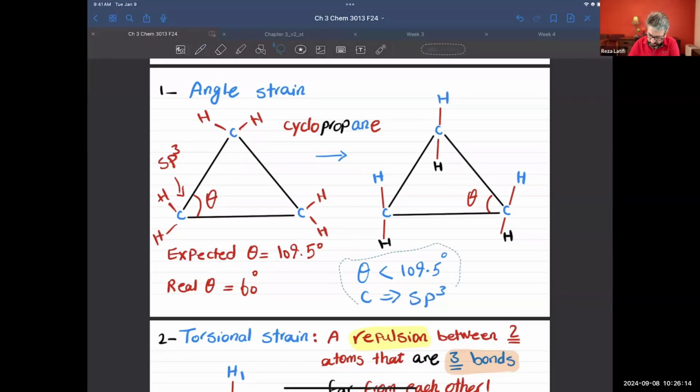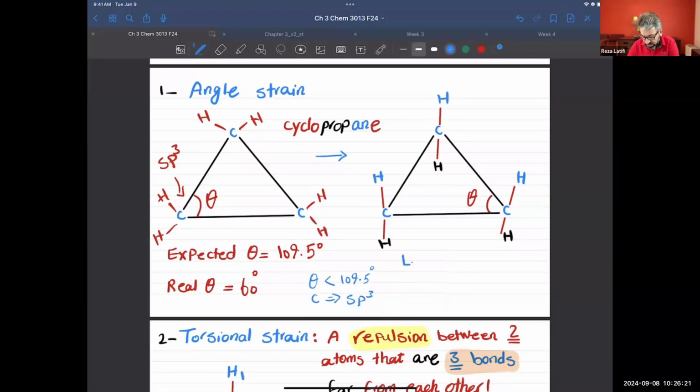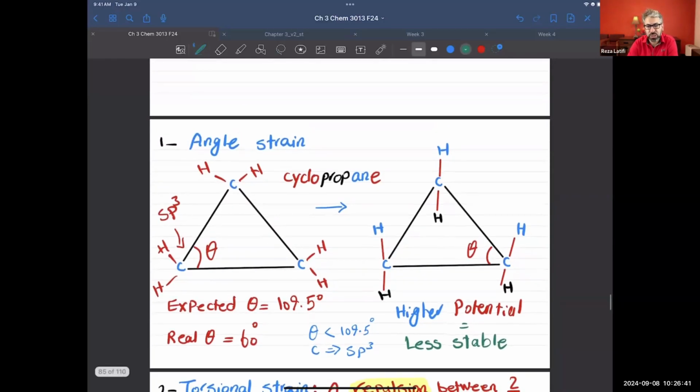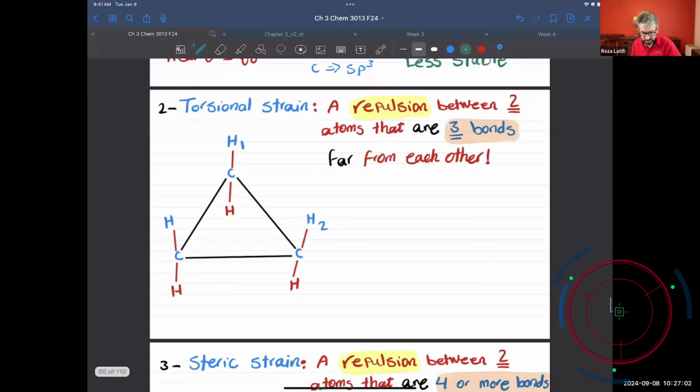So I'm going to reword whatever I said. Higher potential energy is equal to less stable. And how do we get to that point? Because our theta is less than 109, while it's supposed to be 109.5, the system is going to have some stress, and that stress is going to increase the potential energy of the system. And because it has too much energy, it wants to get rid of that energy. That's the reason I say it's less stable. Okay, next.